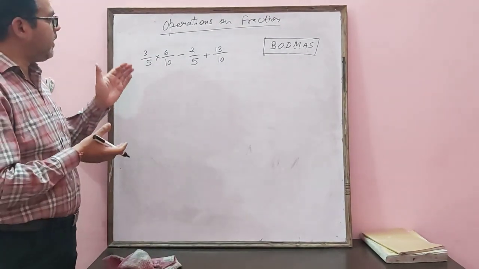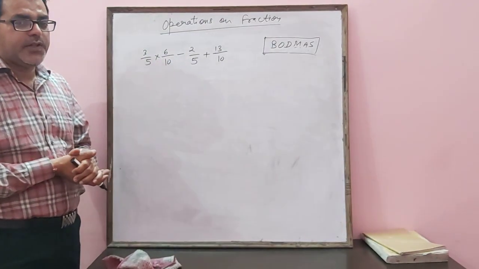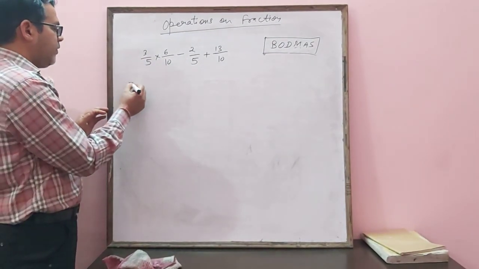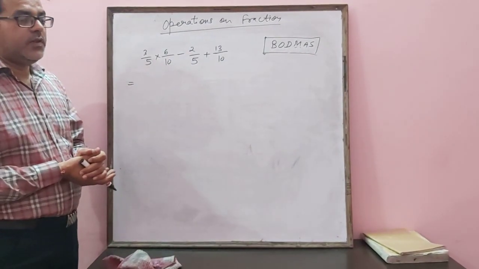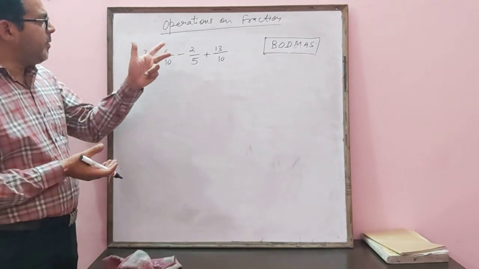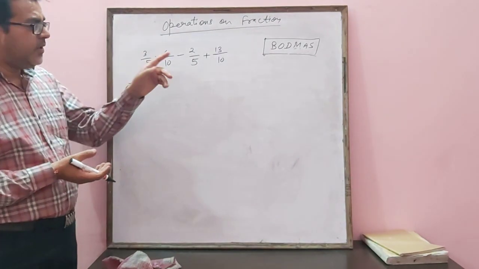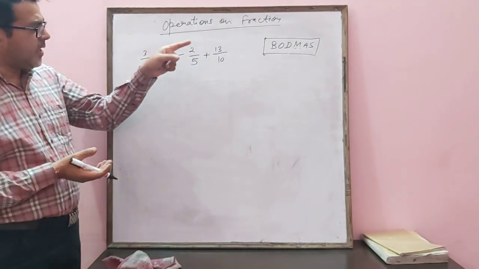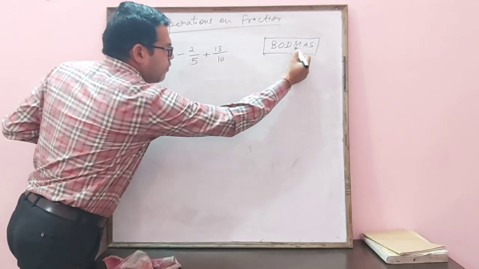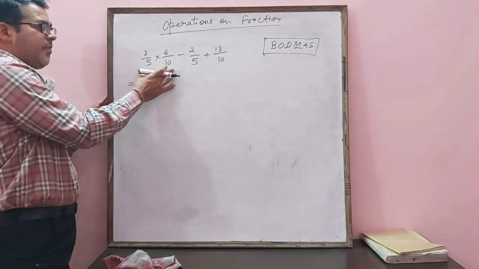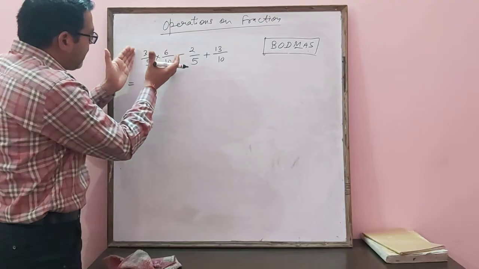Next question I have taken here. 3 by 5 multiplied by 6 by 10 minus 2 by 5 plus 13 by 10. What to do now? You have to follow this BODMAS rule. Right? So division, bracket and of are not here. So we will work on multiplication, addition and subtraction only. According to the rule, first we have to do multiplication. Here we have multiplication. These two fractions are in multiplication.